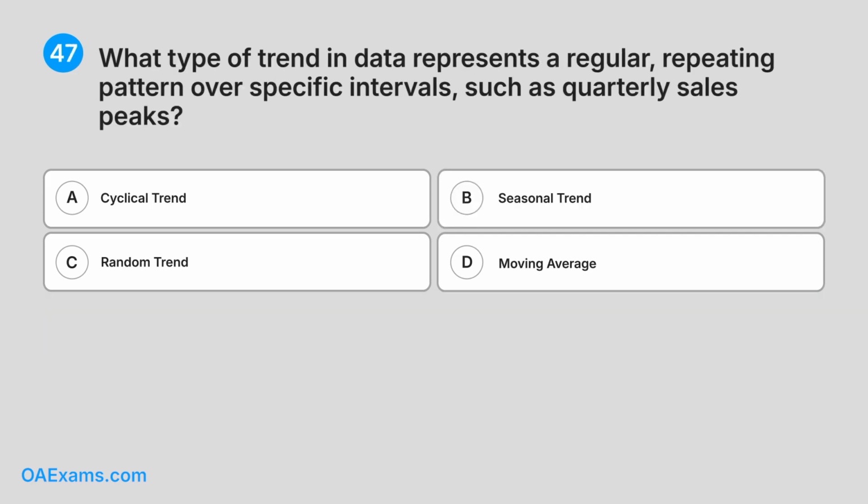47. What type of trend in data represents a regular, repeating pattern over specific intervals, such as quarterly sales peaks? A. Cyclical trend. B. Seasonal trend. C. Random trend. D. Moving average. What do you think is the answer?